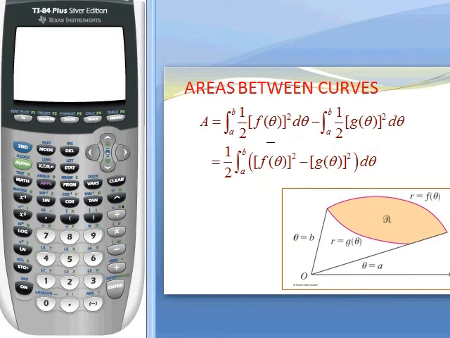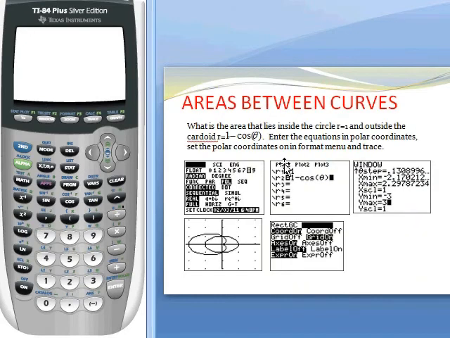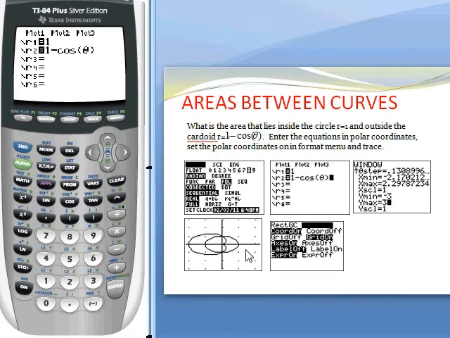Now, let's look at a particular case. What's the area that lies inside the circle and outside the cardioid? Okay, so let's draw this so that I know. In here, I first put the circle. The circle is r equals 1. Very good. The cardioid is 1 minus cosine theta.